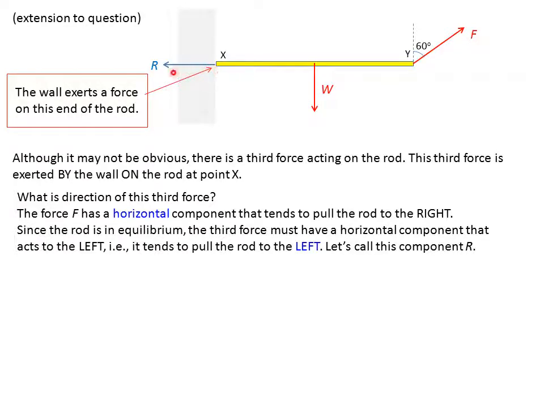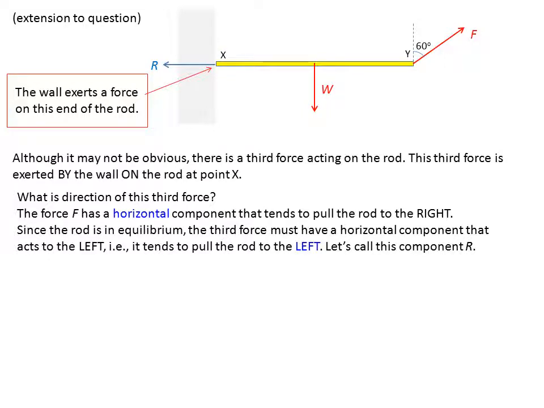Part of this force must look like this, right? So this force that pulls the rod to the left will balance this force F's tendency to pull the rod to the right. Okay, so we know that the normal component must face to the left. Right, so we have figured out the horizontal component and it is pointing to the left. What about the vertical component of this third force exerted by the wall on the rod? Well, it's a little bit hard to figure out because there's a force W that tries to pull the rod down, and this force F tries to pull the rod up. So it's very hard to figure out whether this vertical force at X is pointing upwards or pointing downwards.